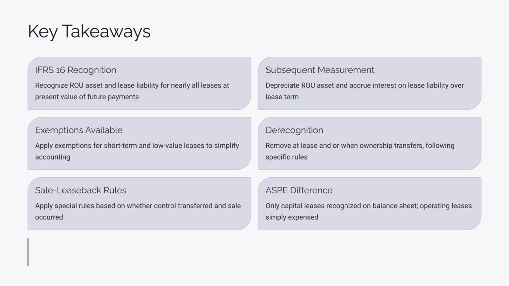All right, we've covered a lot today. Let's quickly recap the key points. Under IFRS 16, recognize a ROU asset and a lease liability for nearly all leases. Measure them at the present value of future lease payments. Depreciate the ROU asset and accrue interest on the lease liability. Apply exemptions for short-term and low-value leases. Derecognize at the end of the lease or when ownership transfers. And apply special rules for sale-leaseback transactions.